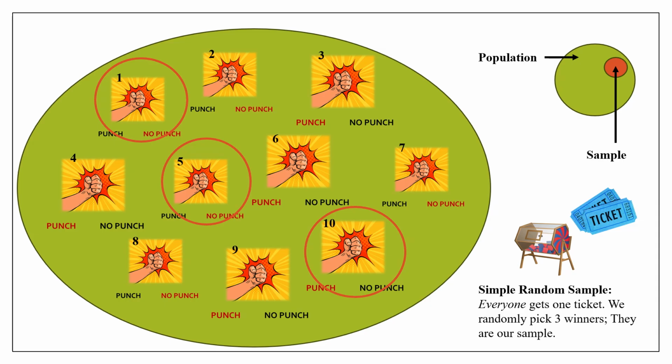So if we were to think of sampling in terms of a raffle, we would see that every single person in the population would get one ticket that is going to go into this urn that we're going to be mixing up, and we're randomly going to pick 3 winners. And those 3 winners are going to be our sample. Now, of course, the actual number of quote-unquote winners is going to change per study, but right now we're just working with 3 tickets since we have a very small population here.